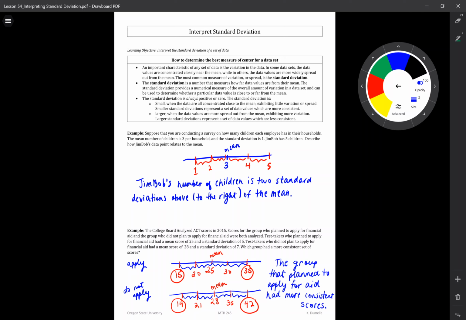So this is a brief intro to standard deviation. We will be talking about stats for the rest of the term, which is just this week. Hard to believe, right? So have a great day.